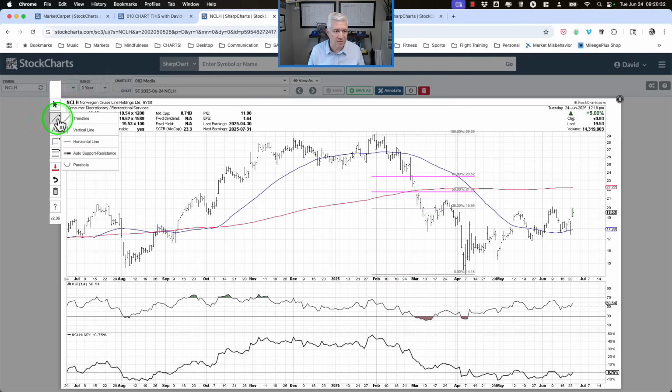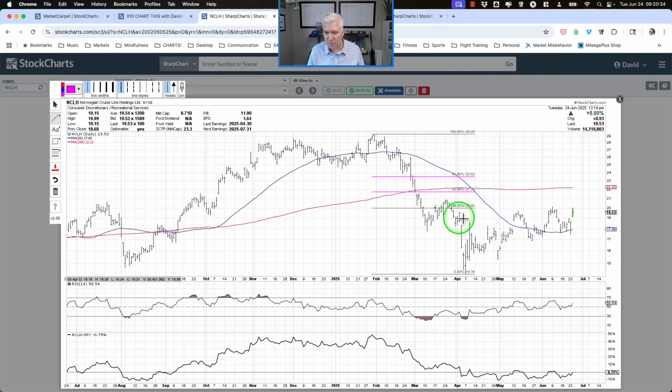Now, the main level is the 38.2% level. And what I actually do in this case, I like to extend this line just to see where the price is relative to that Fibonacci level. So what I usually do is a horizontal line. You click on the little trend line, go to horizontal line. I usually make this a dotted line, and then you can left click and drag and find that spot. I kind of lined it up here.